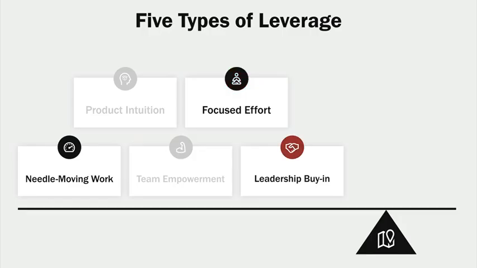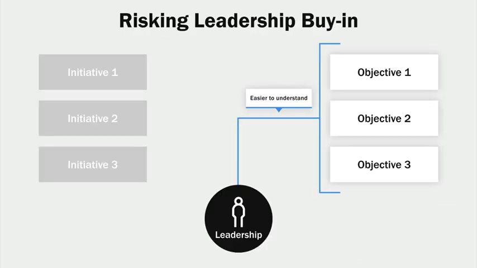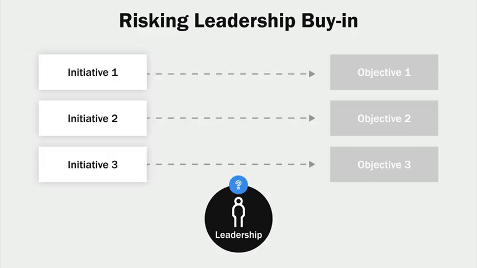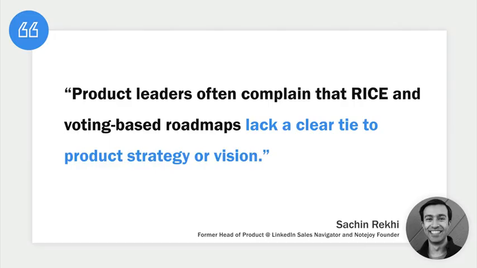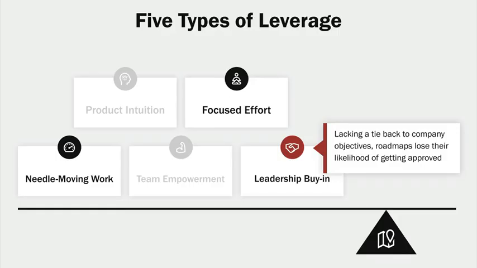This lack of focus translates to losing a third key source of leverage: leadership buy-in. Leadership teams often find it easier to understand the high-level objectives behind roadmaps before they dig into individual initiatives. When individual initiatives do not cleanly ladder up to distinct objectives, it becomes a lot harder for leadership to understand the roadmap rationale. Sachin Reiki says product leaders often complain that RICE and voting-based roadmaps lack a clear tie to product strategy or vision. As a result, it becomes less likely that the roadmap gets approved to work on.